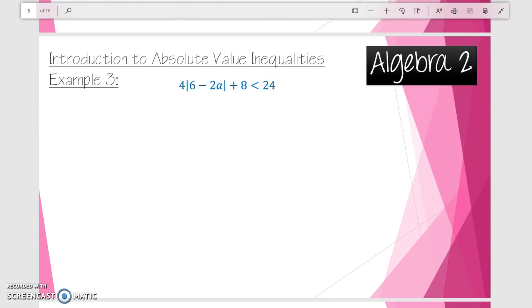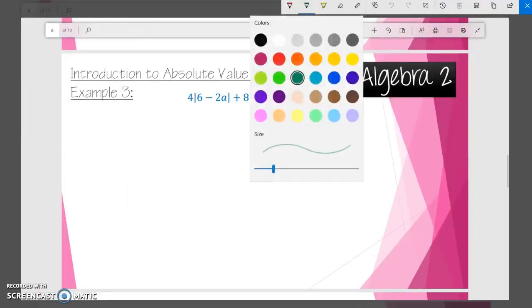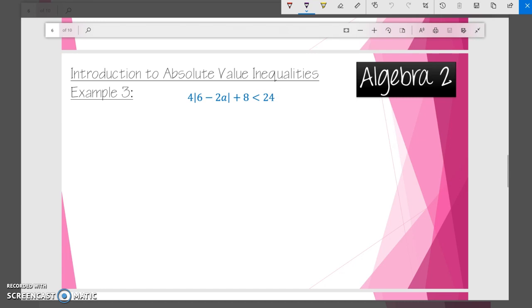Our next absolute value inequality problem is going to have a coefficient in addition to having one step that we have to take at the beginning to isolate the absolute value. So with this expression here in example 3, I'm going to begin by subtracting 8 on both sides. So what I end up with here is 4 times the absolute value of 6 minus 2a is less than 16. Then just like we saw with equations, we want to get rid of the coefficient in the front. So I'm going to divide both sides by 4. And in absolute value bars, I'll have 6 minus 2a is less than 4.